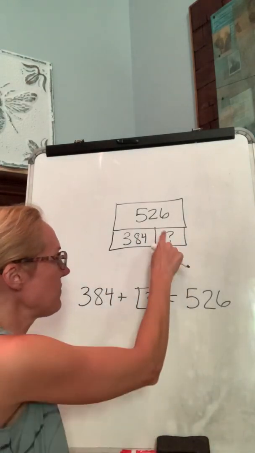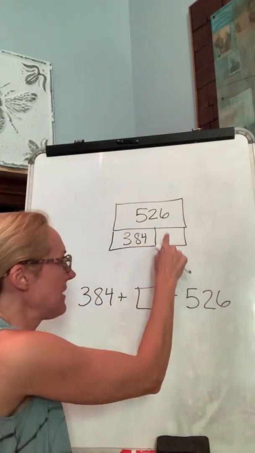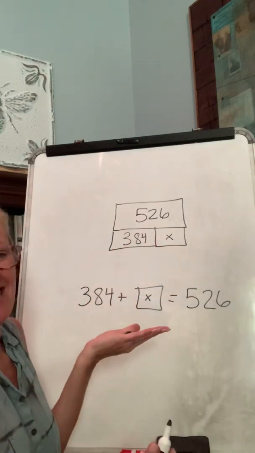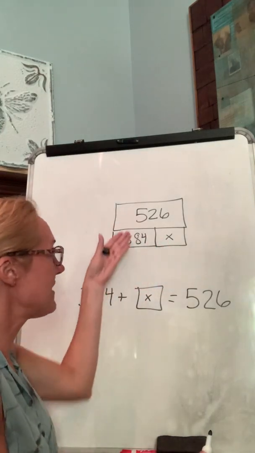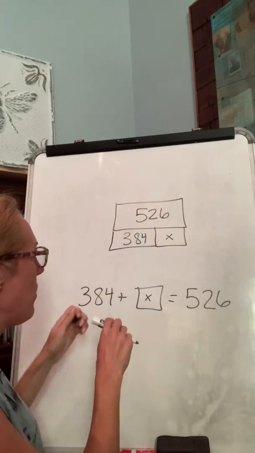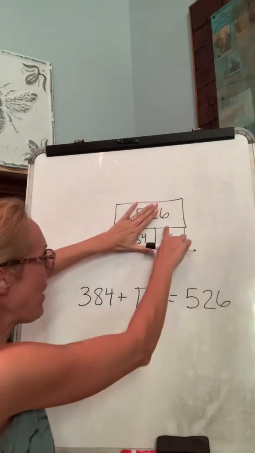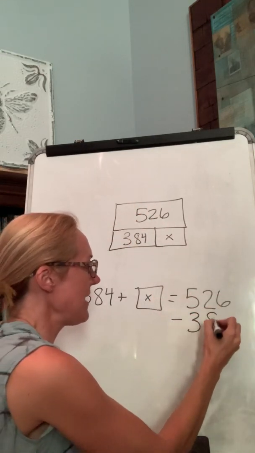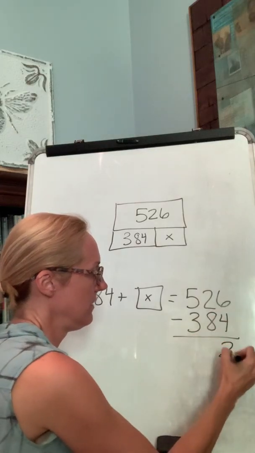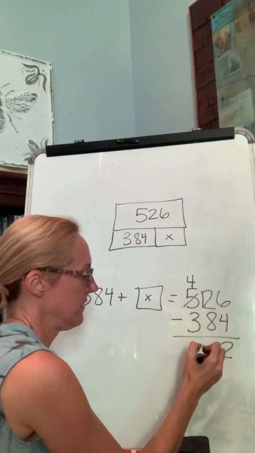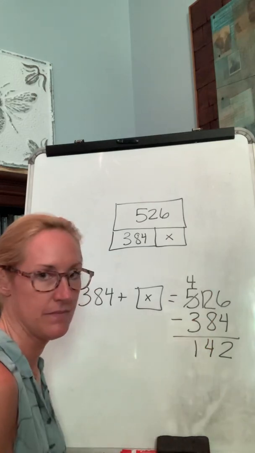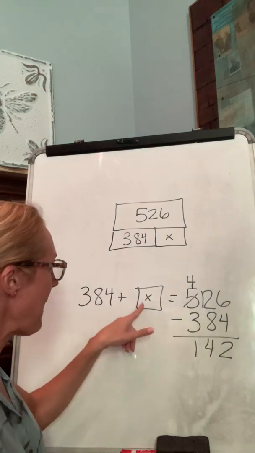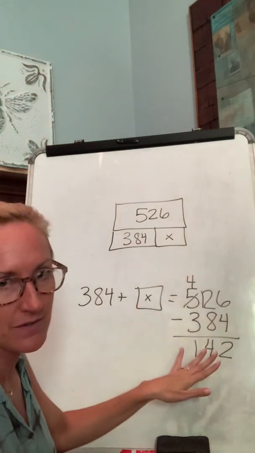And instead of putting a question mark, I'm going to start to put this little letter X. What is X? What is it going to be? Well, same thing. We know the whole thing and we know a part. So let's take that part away and see what's left. So 526 minus 384. And you guys know how to do this. We just have to figure out when to do it, right? So if we're trying to figure out that missing part, we need to subtract.